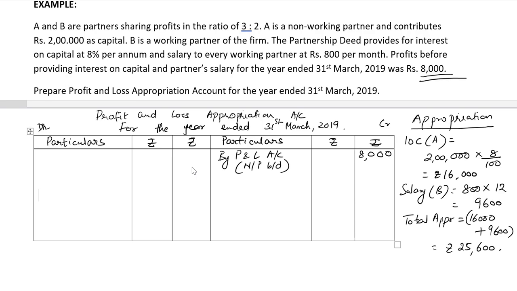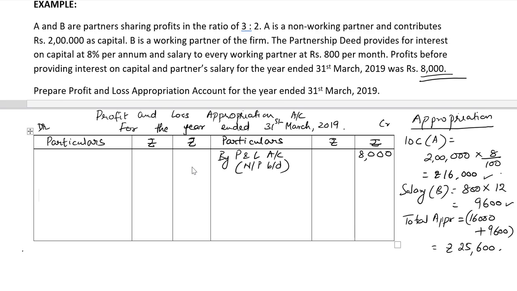So it's very clear over here that the appropriation to be made is greater than the available profits. In this case, the appropriation is 25,600 and the available profit is only 8,000. As discussed in the theoretical video, the steps in such a situation is as follows. The first step is to find out the amount of appropriation to be made, which we have already done. For A it's 16,000 IOC and for B it's 9,600 salary.